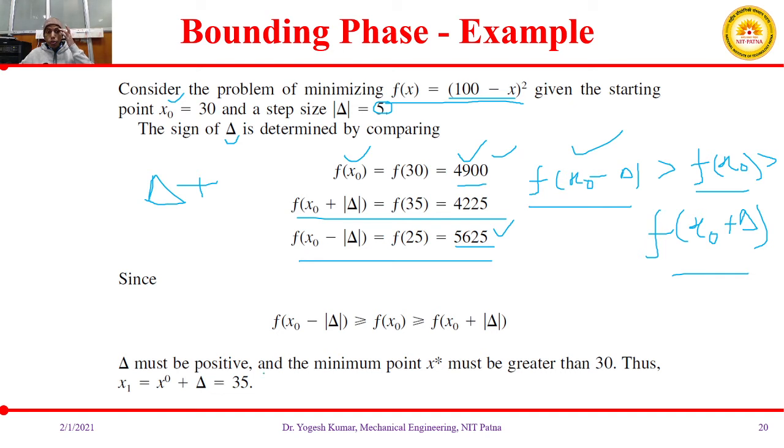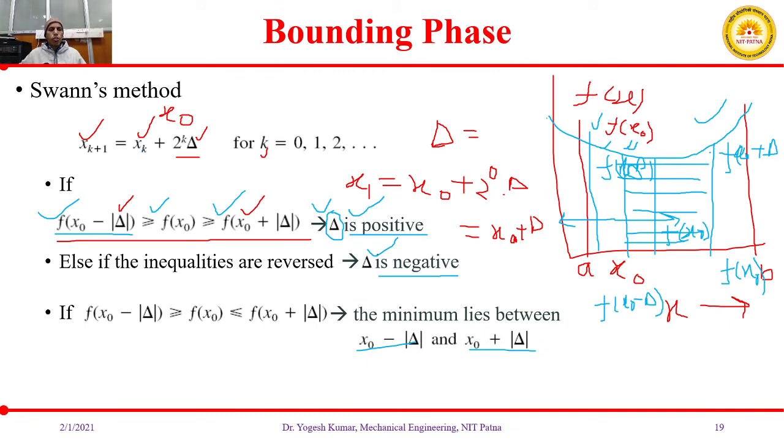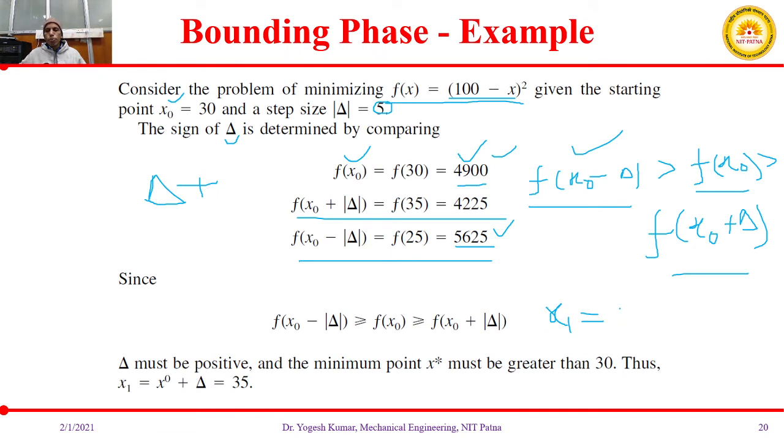Okay, so how will we calculate the next value of x? Your x1 will be xk plus 2 raised to the power k times delta. So this will be 30 plus 2 raised to the power k, that is 2 raised to the power 0, into delta, which is 5. So this will become x1 equal to 35. Thus we have calculated x1 equal to 35.